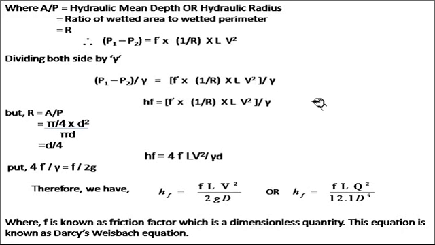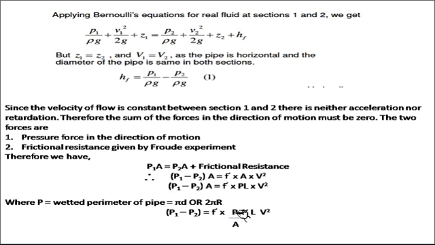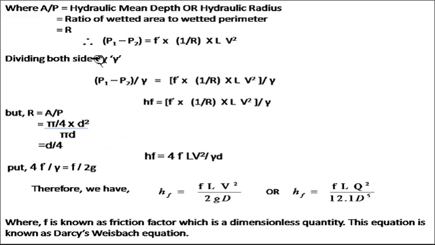It means that if I consider A by P, it will become the hydraulic radius, and hydraulic radius is denoted by the letter R. Now, if I put the value of A upon P in the previous equation, we have P1 minus P2, which is equal to F dash into 1 upon hydraulic radius R, into LV square.